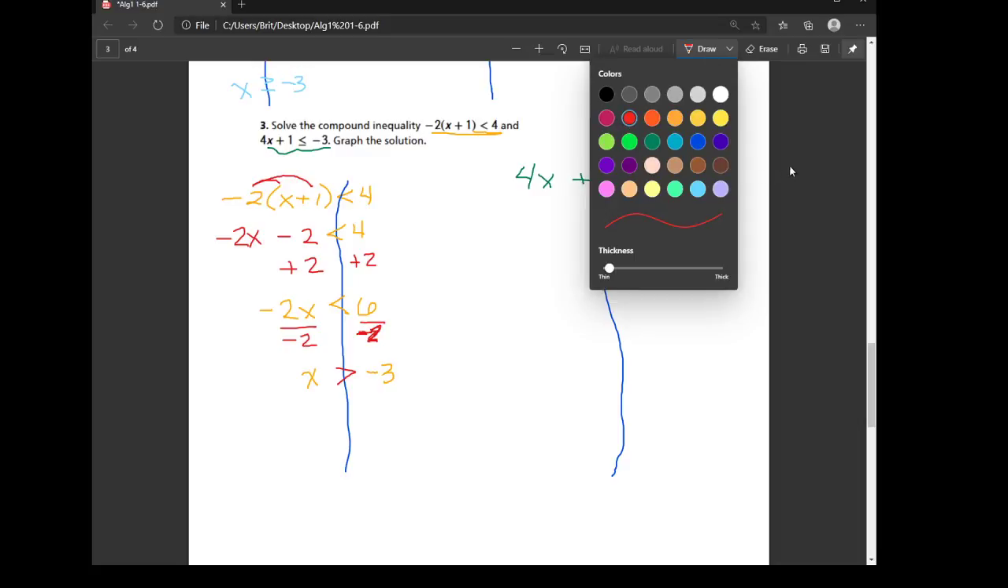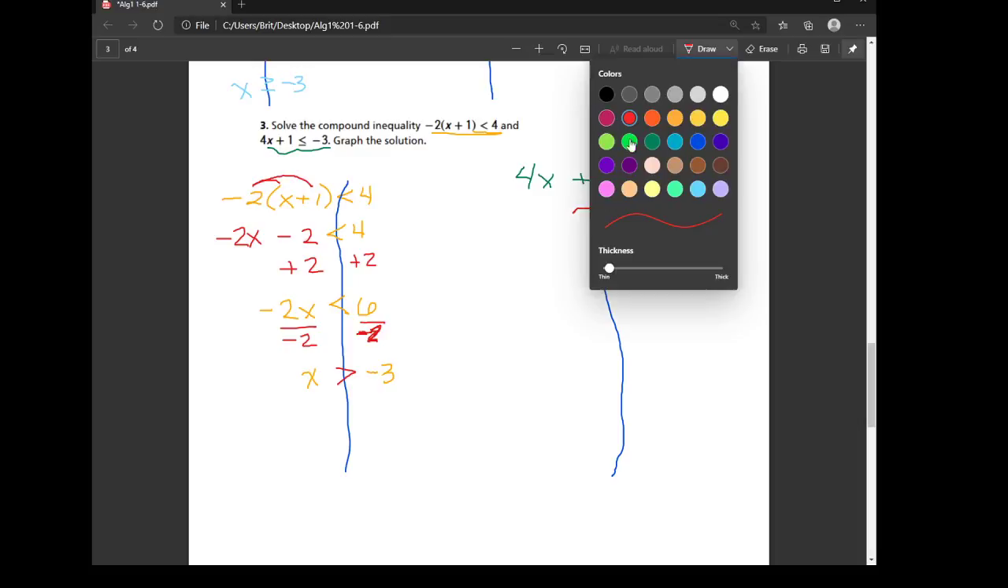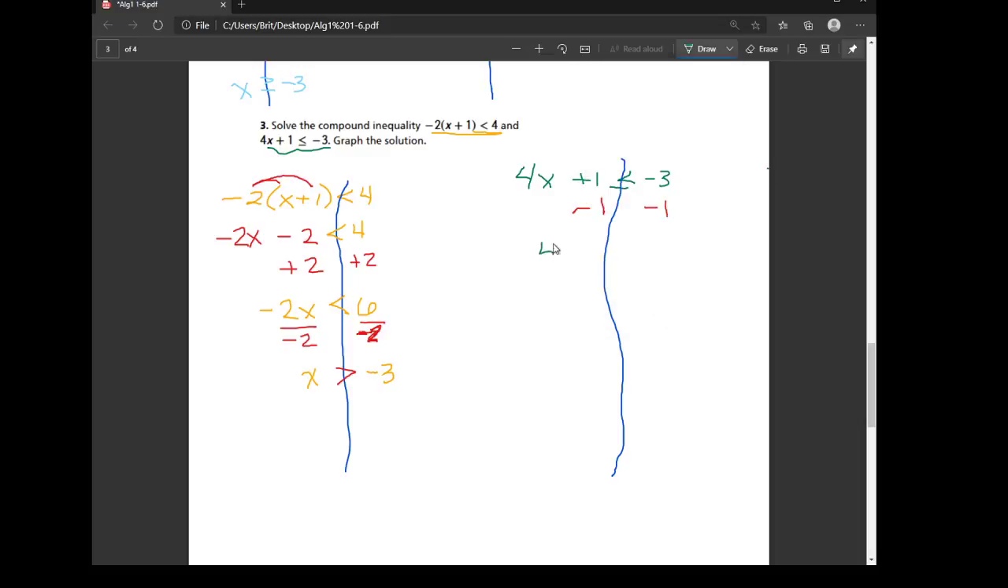And we'll graph that here in a minute, but let's go ahead and solve the green one first. That way we can do all the graphing together. This one's nice, it doesn't have any parentheses. So right away we can get rid of this addition by subtracting. So this turns into 4x is less than or equal to negative 3 minus 1, which is negative 4.